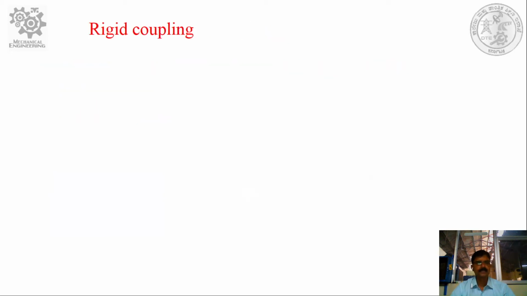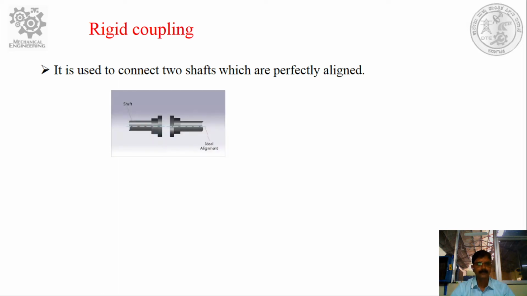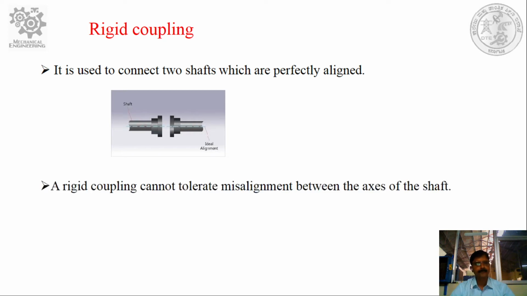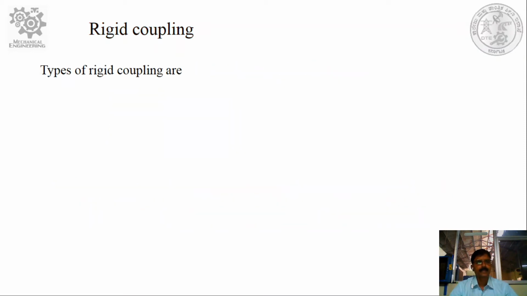Now move on to the rigid coupling. What is meant by rigid coupling? It is used to connect two shafts which are perfectly aligned. We could see in the figure, when the two shafts are perfectly aligned, that is the two axes of the shafts are collinear, then only we can use these couplings. That's why we call it a rigid coupling. The rigid coupling cannot tolerate misalignment between the axes of the shafts. It can be used only when there is a precise alignment between two shafts. Types of rigid couplings.